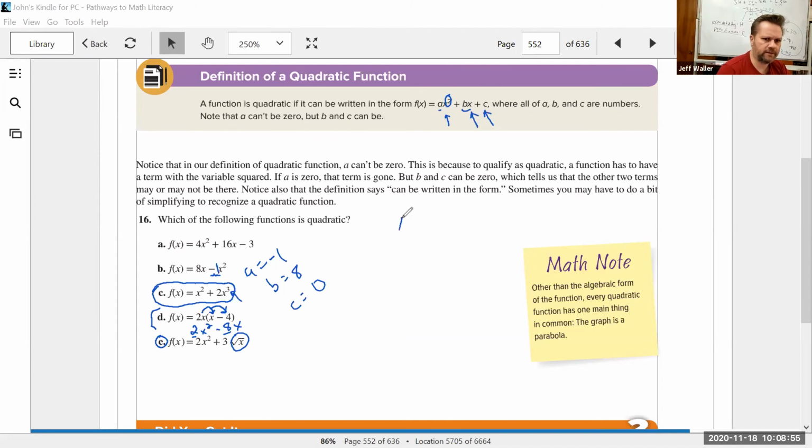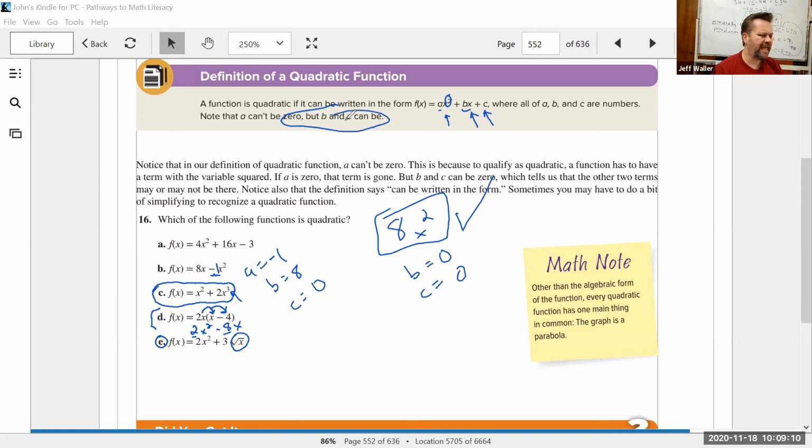So what about this? Is this quadratic? Yes, because then B and C are both 0. That's fine. B and C can be 0, but A can't be, because A is what makes it quadratic, the fact that there's a squared variable.